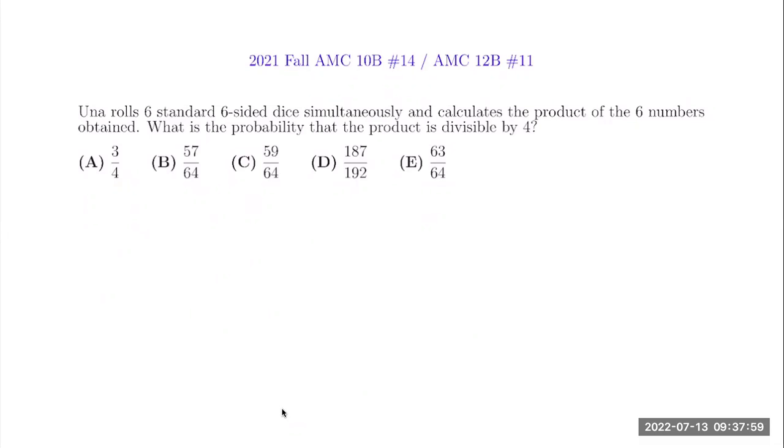Una rolls 6 standard 6-sided dice simultaneously and calculates the product of the 6 numbers obtained. What is the probability that the product is divisible by 4?